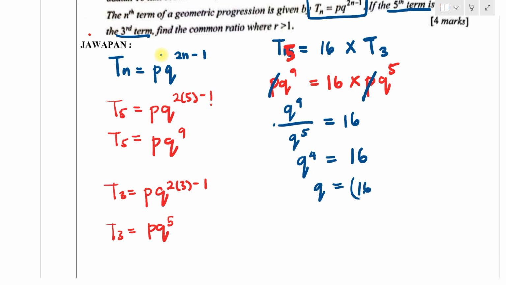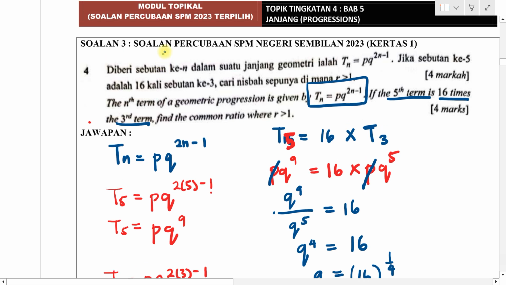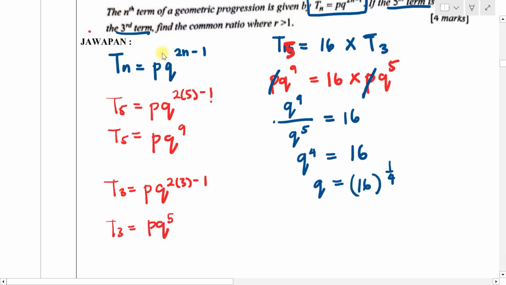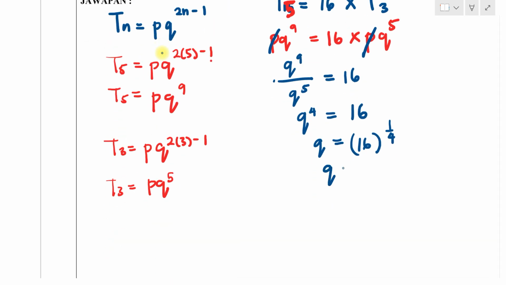So 16, you bring the power 1 over 4. The Q can also be negative, you know. The question never tells us. There is a weakness in this question. So Q should be 2. I'm assuming the Q is positive.